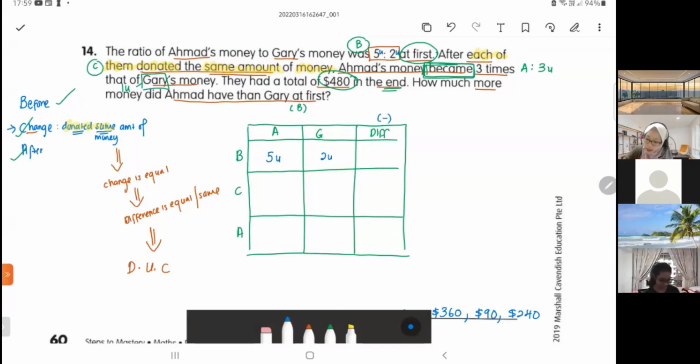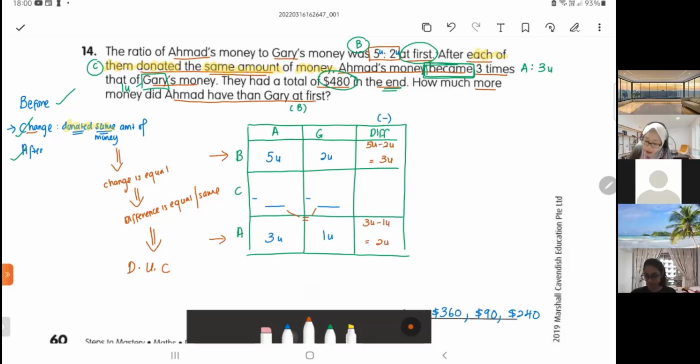Later we do that. Now, the change is that both of them donate the same money. Minus something, and this something that they donate is actually the same. Right? Next, Ahmad became 3 units. Gary is 1 unit. Now we can find a difference for the before and the after. This will be 5 units minus 2 units equals to 3 units. The after is 3 units minus 1 unit equals to 2 units.